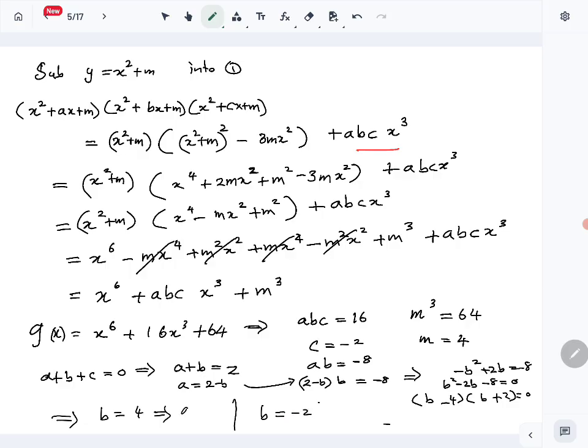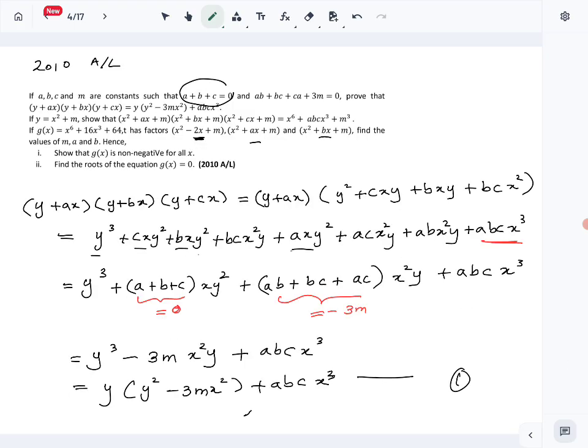When B is 4, A is what? A is minus 2. When B is minus 2, A is 4. Right. So we have two pairs of values for A and B, and M is 4. So we found those. Right. Now let's see.